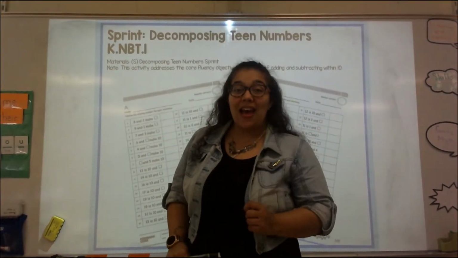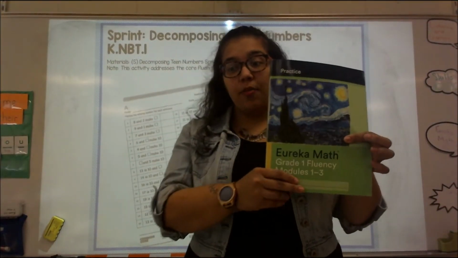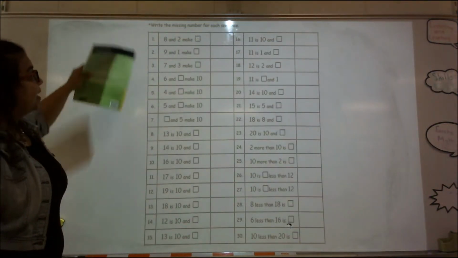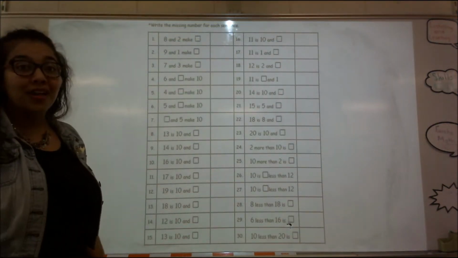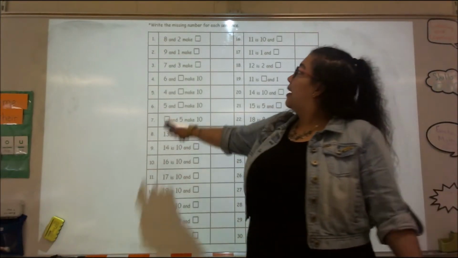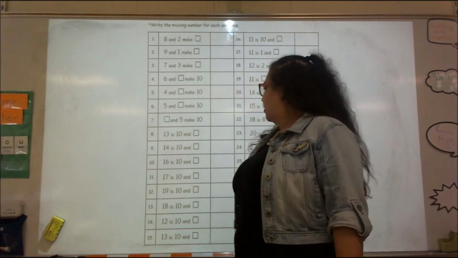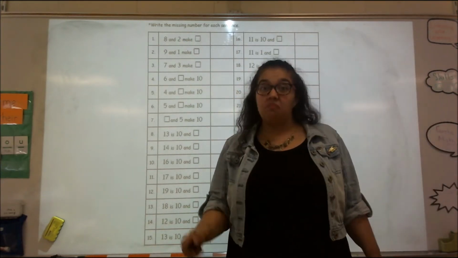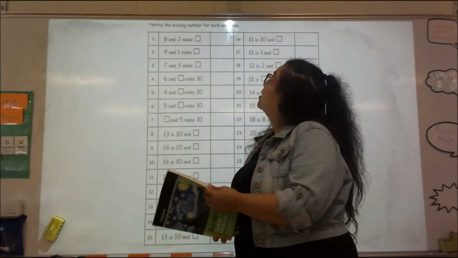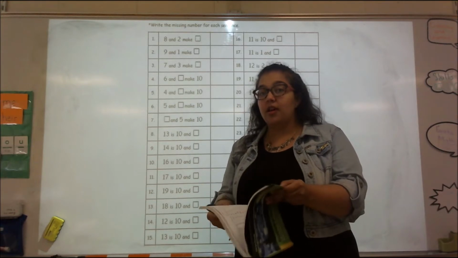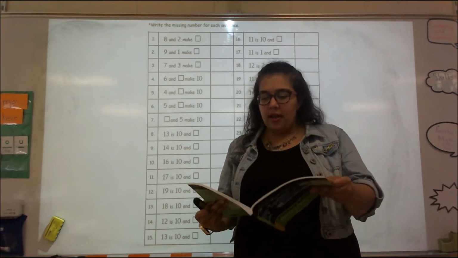All right, so yes, we have another sprint today, which does mean your practice Starry Night book. It says write the missing number for each sentence. So I know it's a lot of words there. The words here are and, make, is, and less. Those are the words you see. I know this looks higher than what we've been doing, but it's really not.